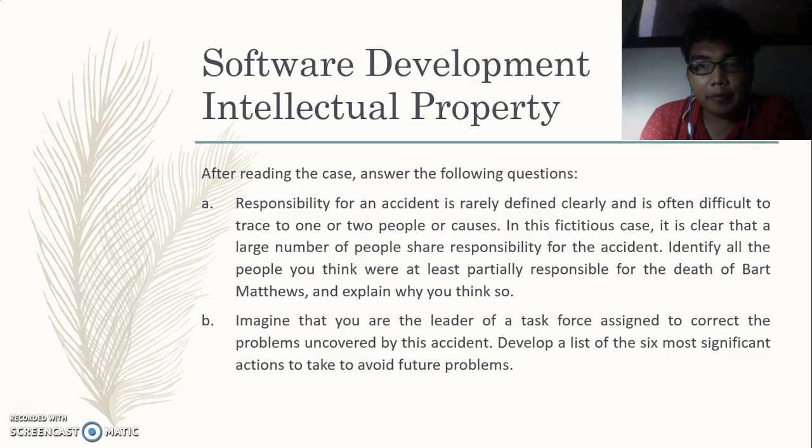Responsibility for an accident is rarely defined clearly and is often difficult to trace to one or two people or causes. In this fictitious case, it is clear that a large number of people share responsibility for the accident. Identify all the people you think were at least partially responsible for the death of Bart Matthews and explain why you think so. Second question, imagine that you are the leader of a task force assigned to correct the problems uncovered by this accident. Develop a list of 6 most significant actions to take to avoid future problems. So let's answer the first question.